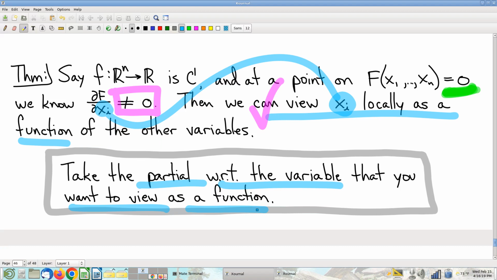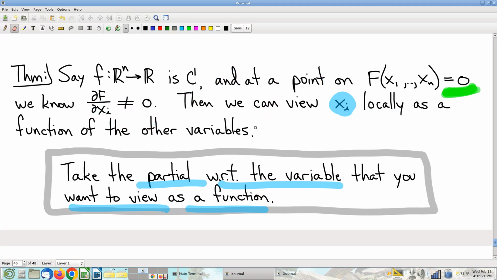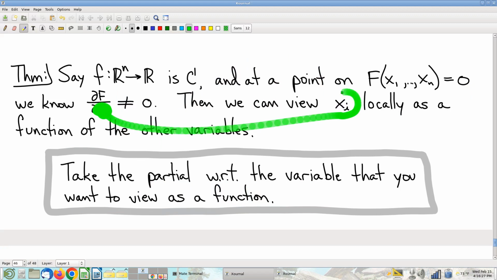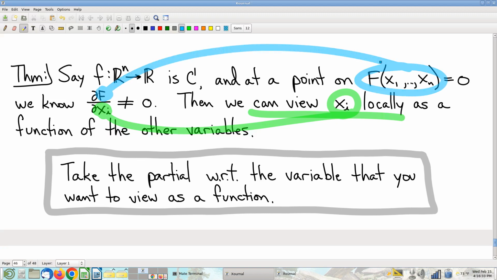Absolutely. Yeah. So in fact, let me go ahead and document that on the thing here as well. You're taking a partial with respect to the variable you want to view as a function. You're taking a partial derivative of the thing whose level set you're looking at. So it's got to be a level set. Okay, example.